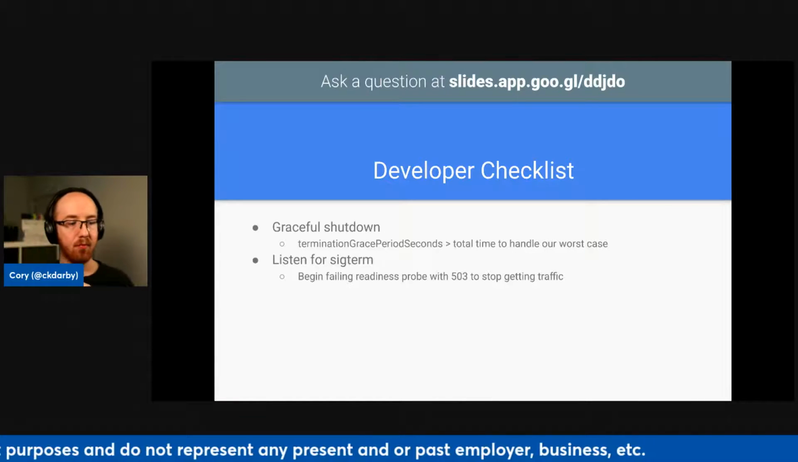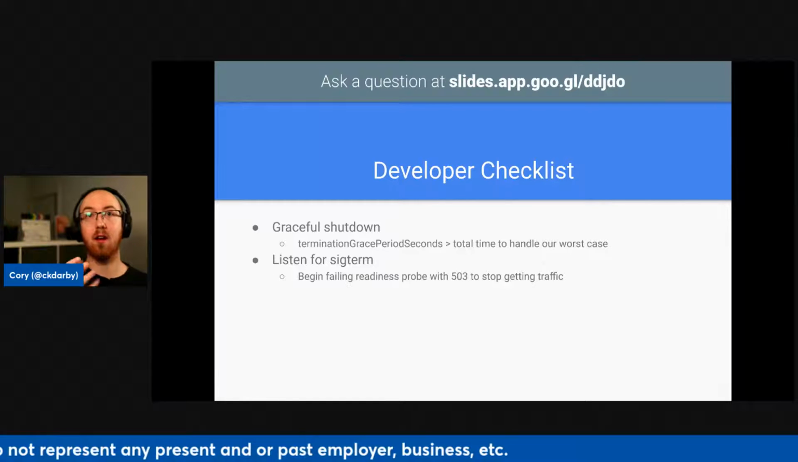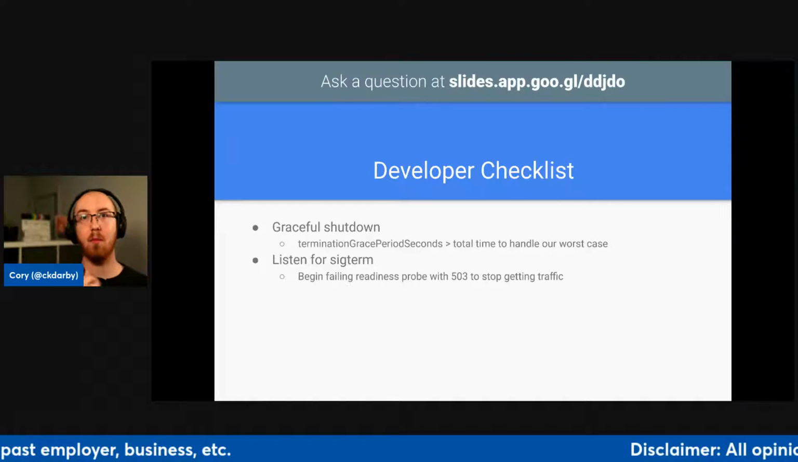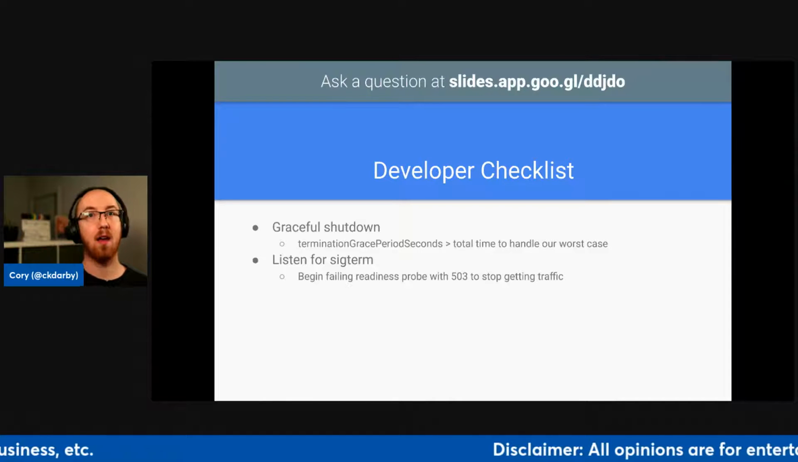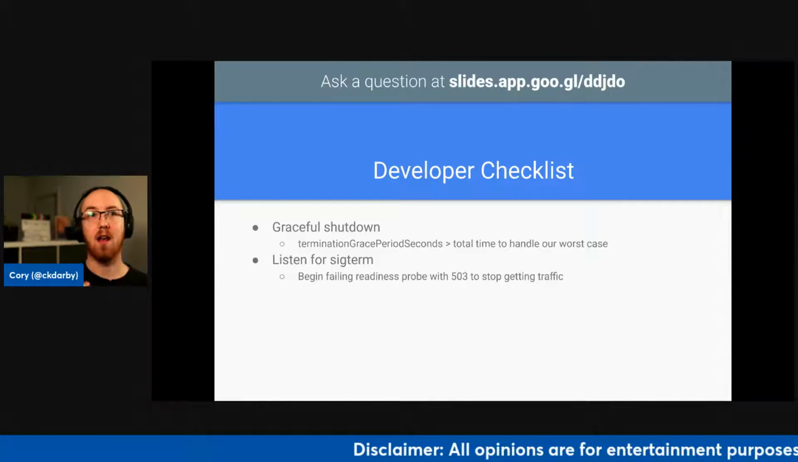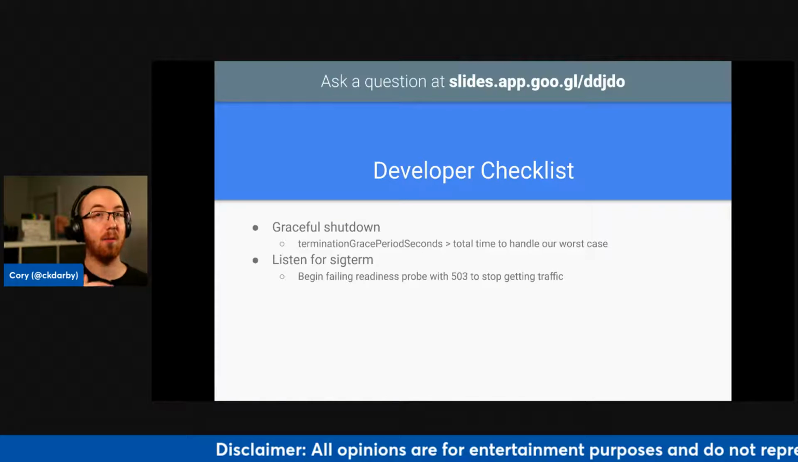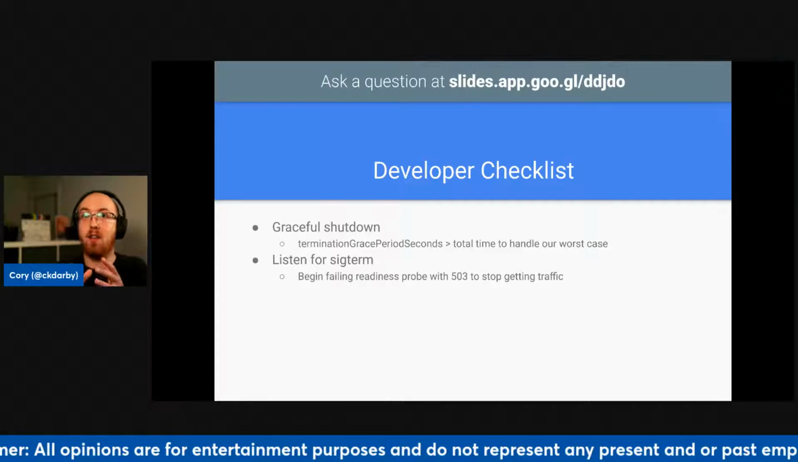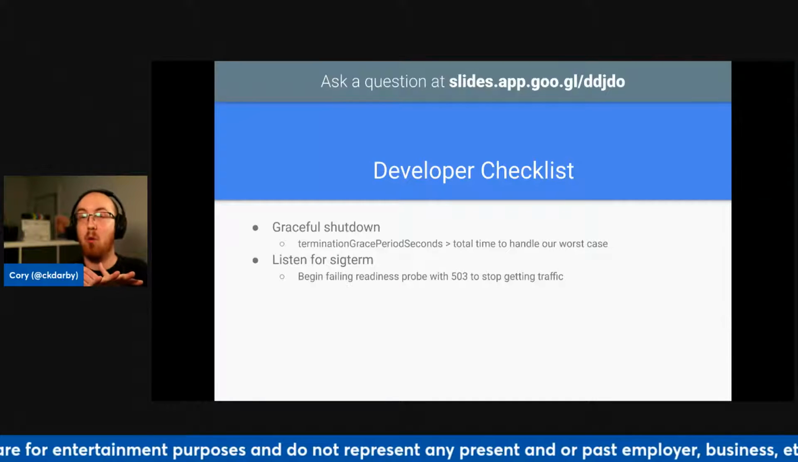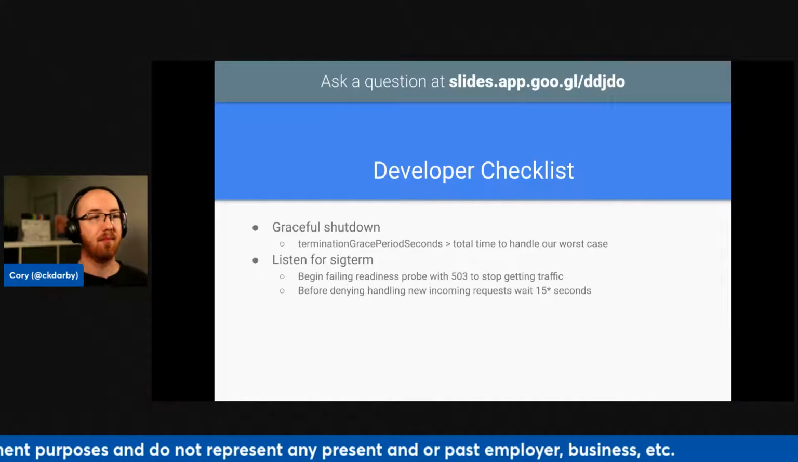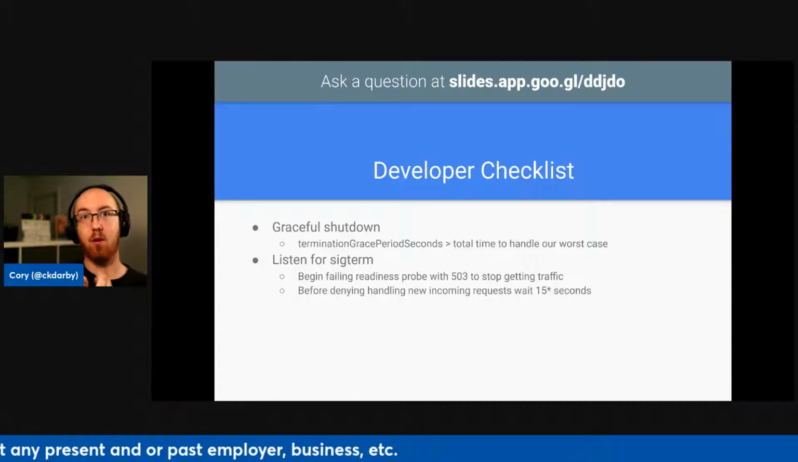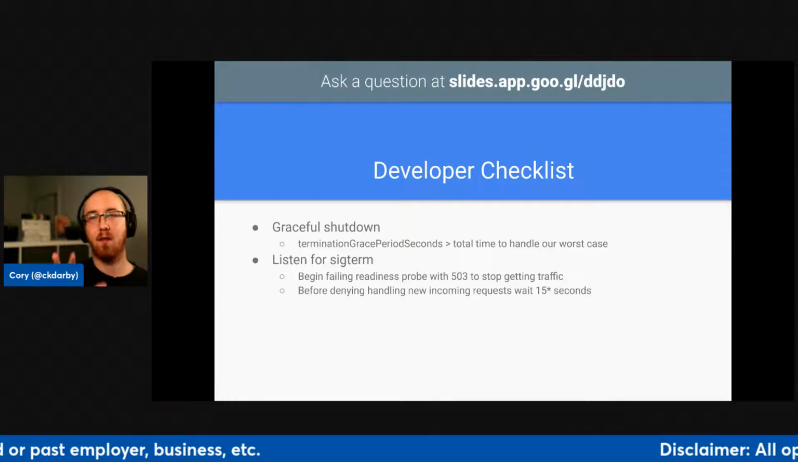So we listen for SIGTERM in our application. We have the signal. Great. So whatever endpoint I'm using for the readiness probe check, I should start failing to tell Kubernetes, you should stop sending traffic to me. It's fine that I have traffic. I can still handle that, but preferably you stop sending me any more. And then obviously before denying any requests for handling, we probably want to wait something like 15 seconds.